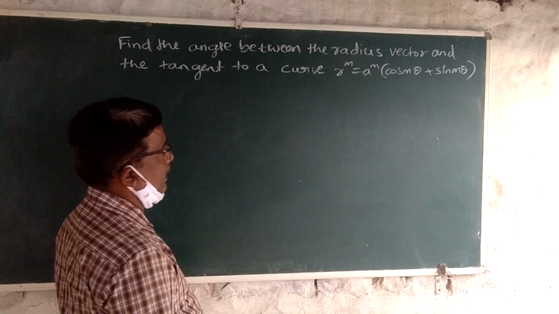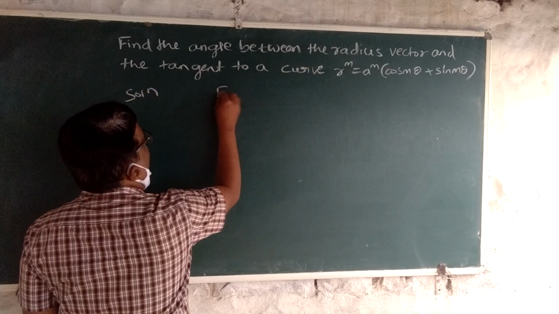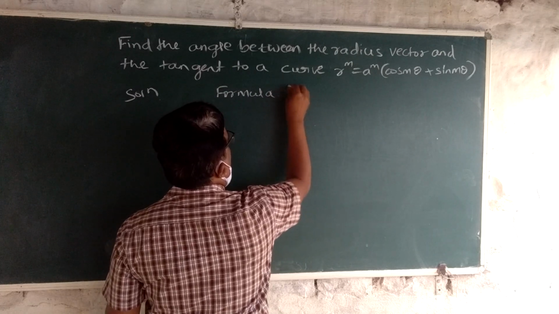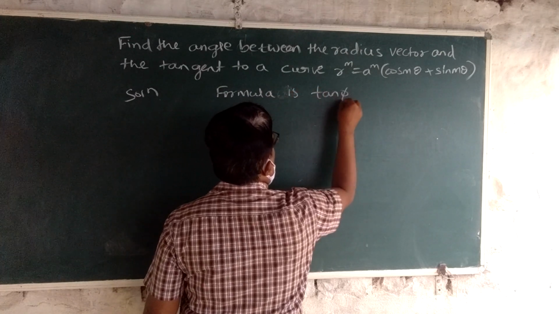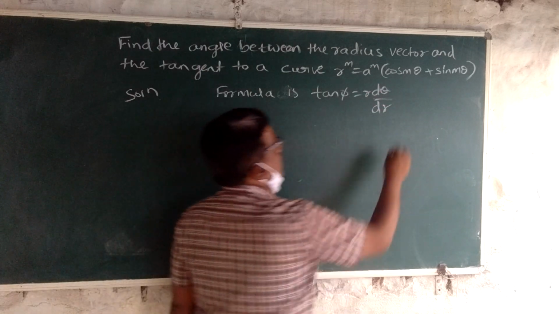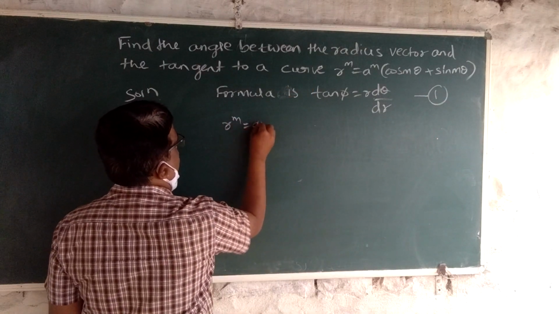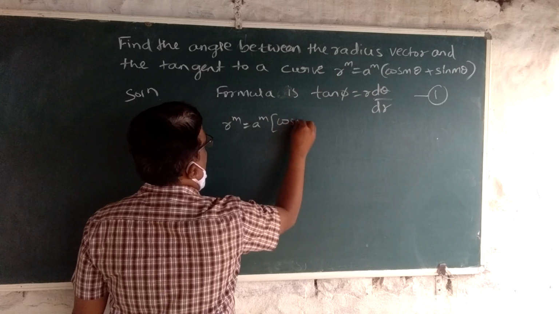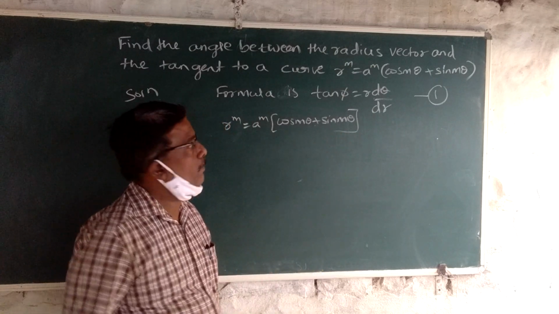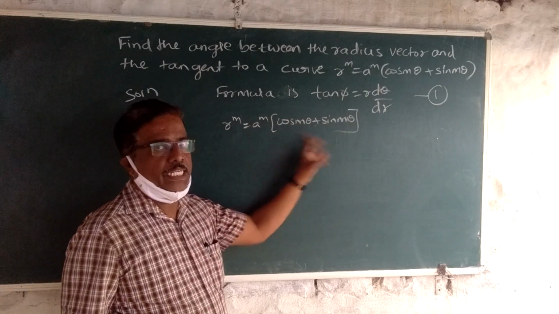As we did yesterday, what is the formula? The formula is tan phi = r d theta by dr. So this is the formula. Call this equation 1. What is the given equation? r^m = a^m (cos m theta + sin m theta). As the first step, we differentiate this with respect to theta.